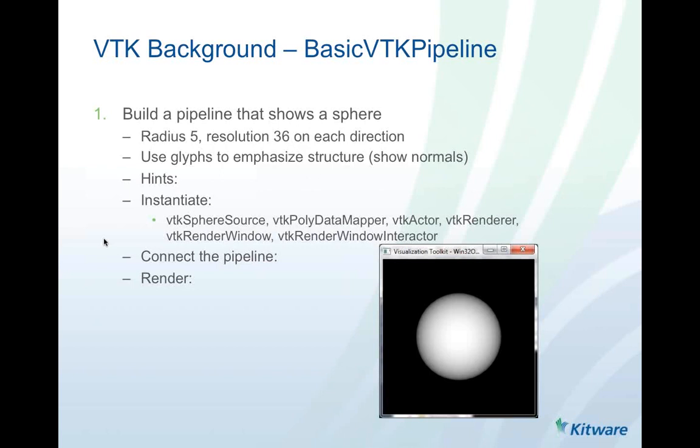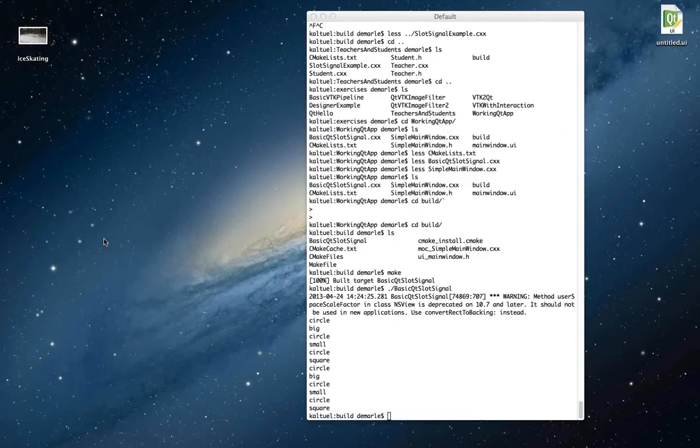So let's demonstrate a basic VTK pipeline to show you what we're talking about here. We'll just make a simple sphere procedurally, and then we'll use some visualization, some processing to create glyphs to show the structure.